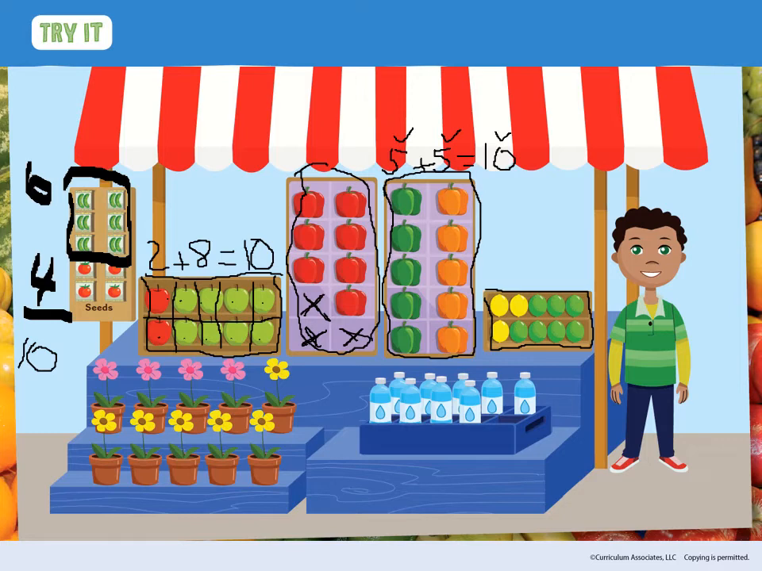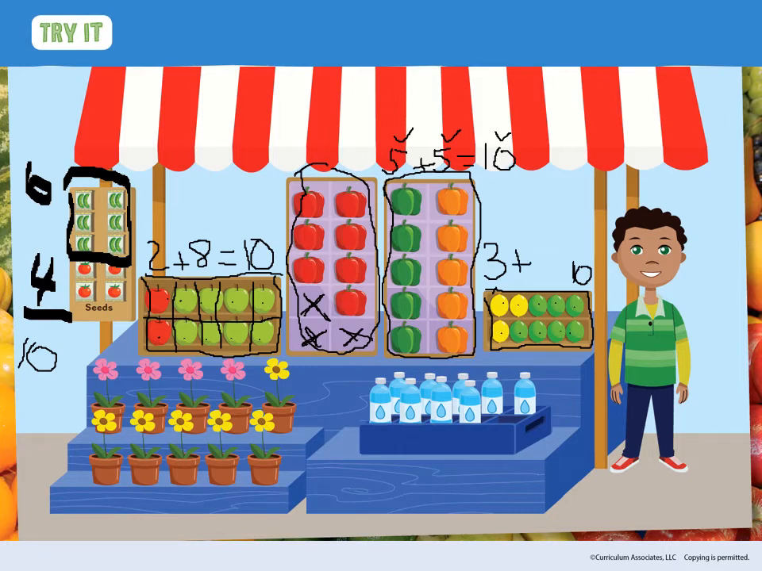Could you see the 5 on the top row? 1, 2, 3, 4, 5. And the matching 5 on the bottom row. 6, 7, 8, 9, 10. Giving us a total of 10. But let's look at the different colors. How many yellow lemons did you see? A group of 3 yellow lemons.